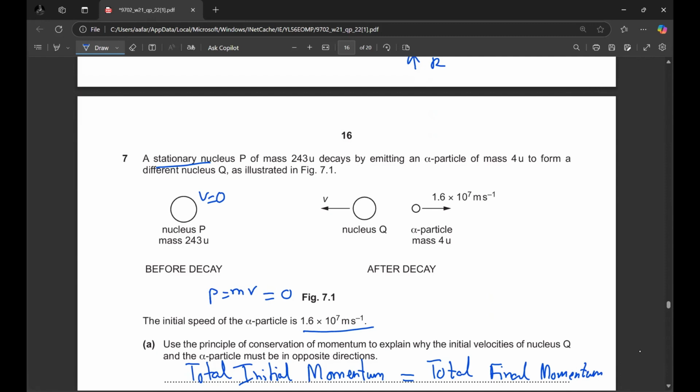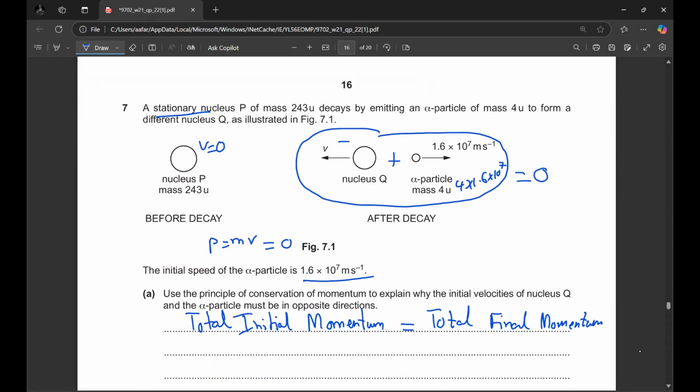That means the sum of the momentums of these two particles should be equal to zero. And that is only possible if this momentum is negative. Since the alpha particle has a mass and a positive velocity, its momentum is positive. The mass cannot be negative, so the velocity is what's going to be negative. And that's why they are both supposed to move in opposite directions.